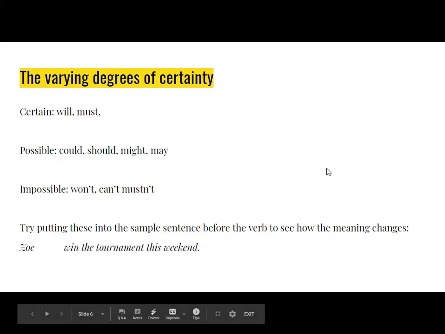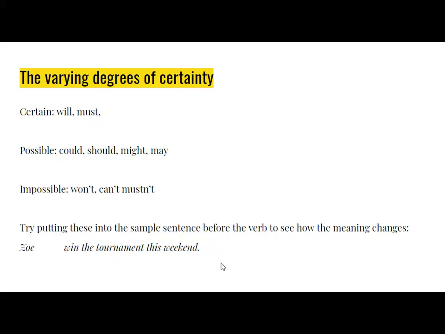What I would like you to do now is just try putting these into the sample sentence here to see how the modal verb changes the verb.